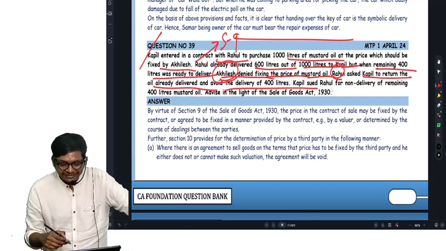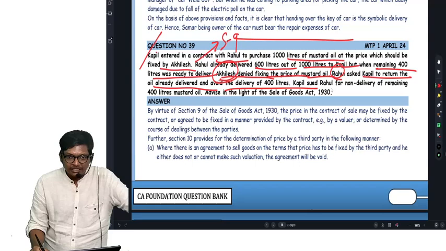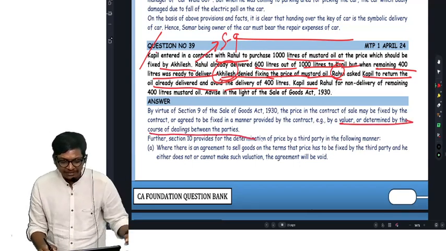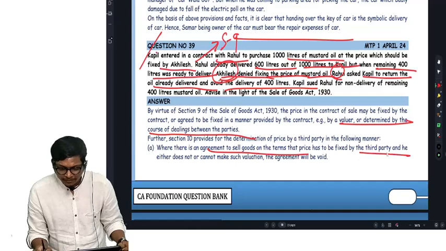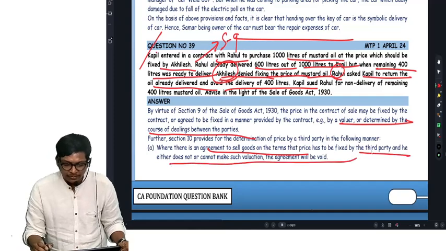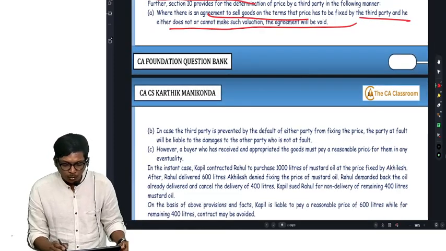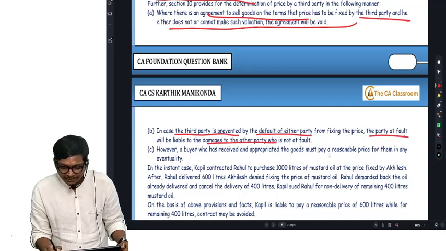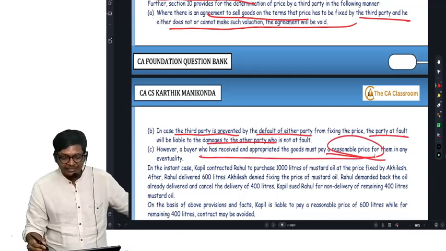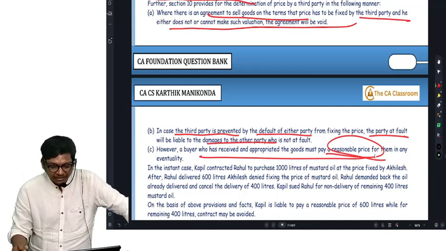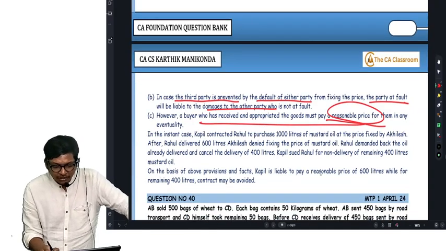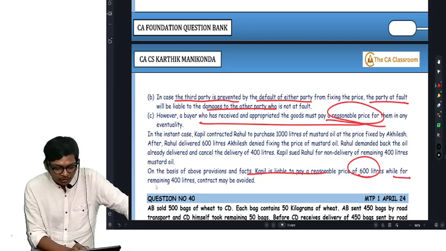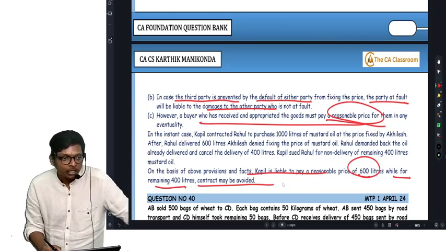No. What price? Reasonable price. When third party is not able to fix, determined by a course of parties, where there is an agreement to sell fixed by third party, he does not make such valuation. Agreement is void. In case third party is prevented, then the party at default will make, and then you will, last one. However, a buyer who has received goods will pay a reasonable price. Therefore, he already received how much, guys? For that he has to pay reasonable price, while for remaining 400, contract may be avoided.